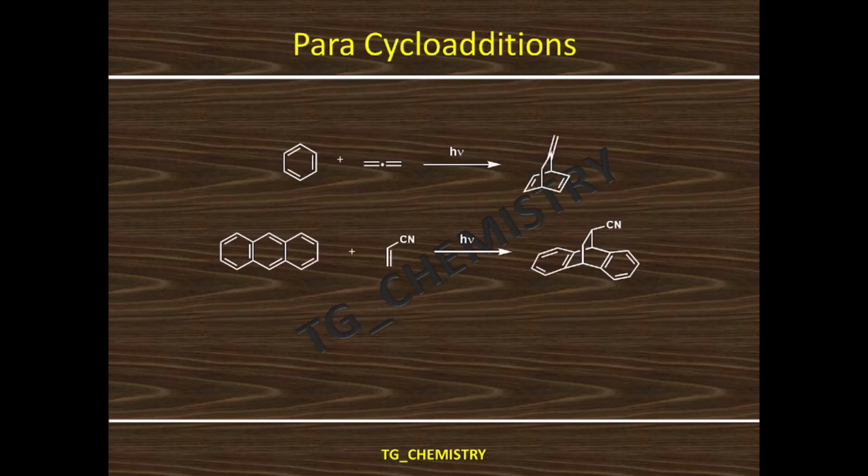Next, I will talk about para cycloaddition, where the reaction of an olefin and an arene under photochemical irradiation can lead to the para cycloaddition product, that is the 4 plus 2 cycloaddition product. We can have other polynuclear arenes also, which when reacted with vinyl nitrile under photochemical irradiation produce the bridgehead compound having two phenyl rings flanked on this bicyclic system, with a cyano group substituted at the bridgehead position. So these are examples of para cycloadditions.